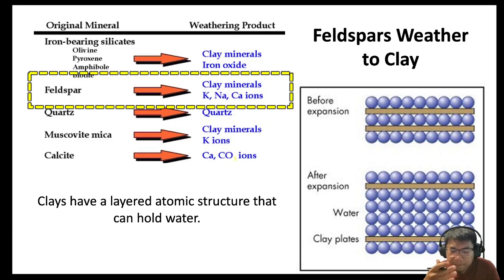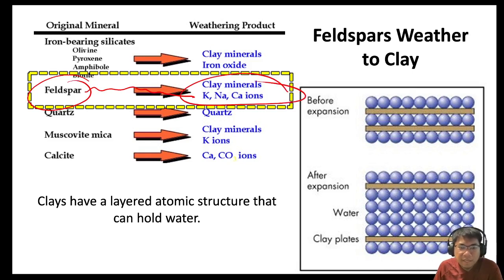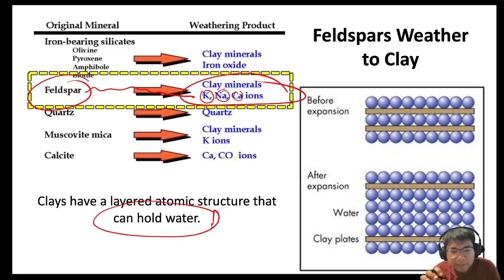Now, something that is important to mention when we discuss feldspar is that feldspar plays such an important role in producing clay minerals. Clay minerals can be rich in potassium, sodium, or calcium. Clay minerals actually have a layered atomic structure that can hold water. For example, this picture right here shows how water gets held by the clay mineral.